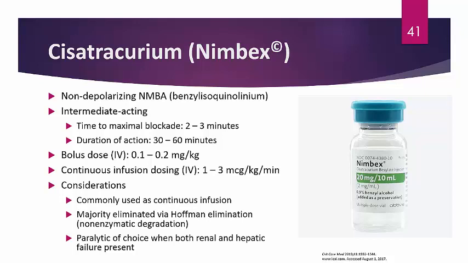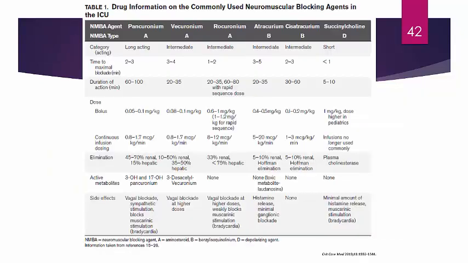And again, paralytic of choice for continuous infusion for the most part, though other agents can also be used. But particularly paralytic of choice whenever both renal and hepatic failure are present, because it does go through this Hofmann elimination. It doesn't get eliminated renally or hepatically. So succinylcholine, rocuronium, and cisatracurium are probably your three big go-tos whenever you talk about paralytics, though there are some other paralytics that do exist, as we see here, such as pancuronium, vecuronium, and atracurium.